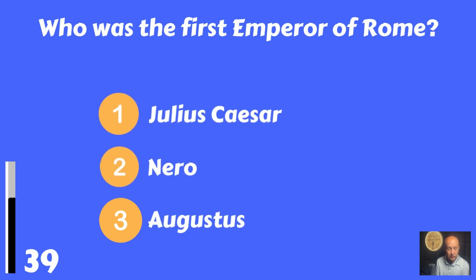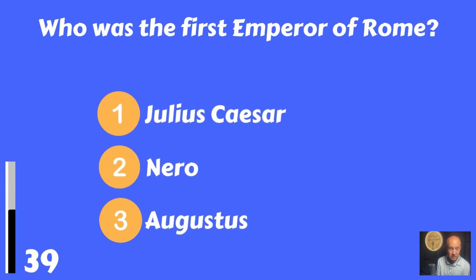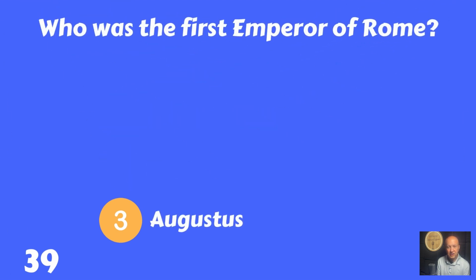Who was the first emperor of Rome? Was it Julius Caesar? Was it Nero? Or was it Augustus? The first emperor of Rome was Augustus.